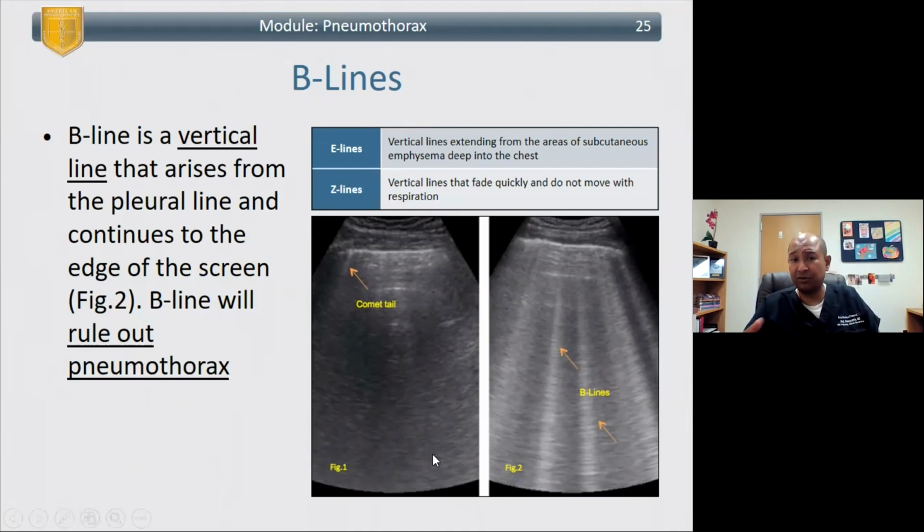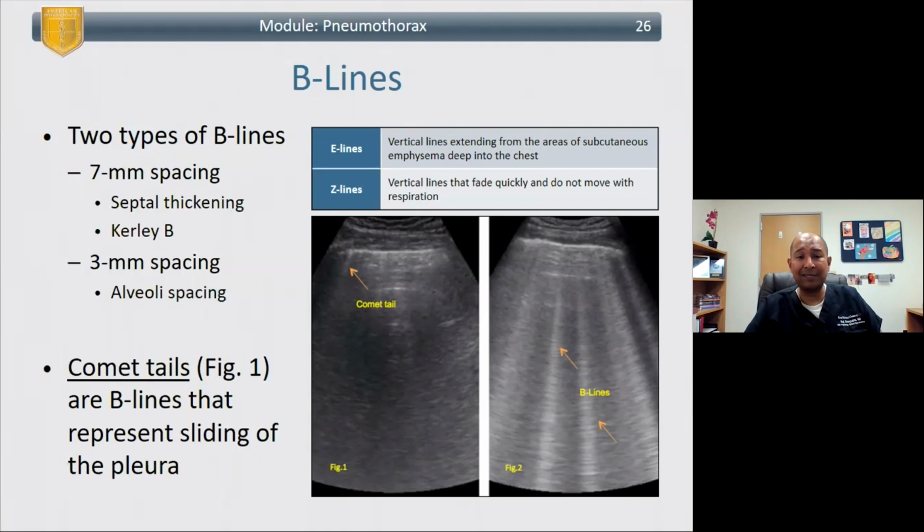But the most common lines I'm going to talk about on your board exams are B lines. They are reflections, artifact off normal pleura. Too many B lines could also mean volume overload. So this is getting a little detailed. I wouldn't dwell on this. Like I said, we all have B lines. If you see B lines in a spacing of about 3 millimeters, that's alveolar spacing. But if they have 7 millimeter spacing, that's consistent with volume overload.